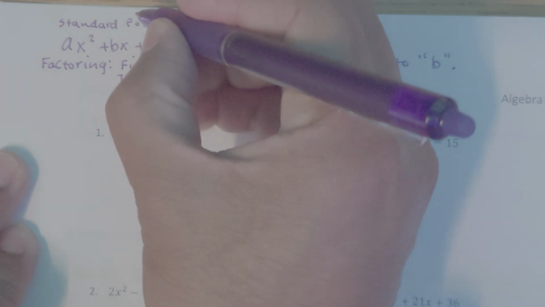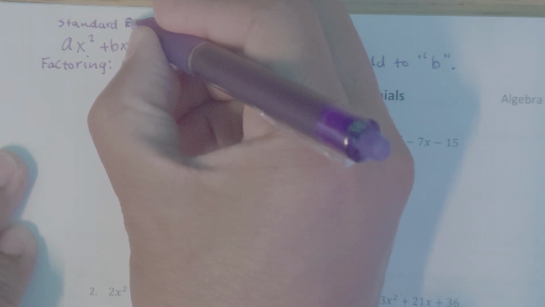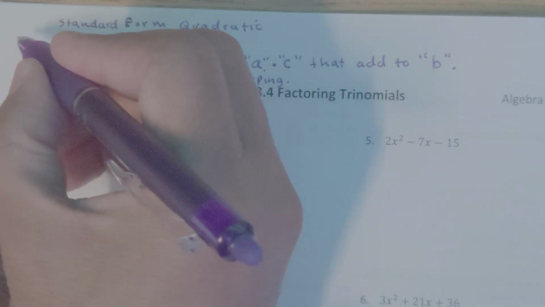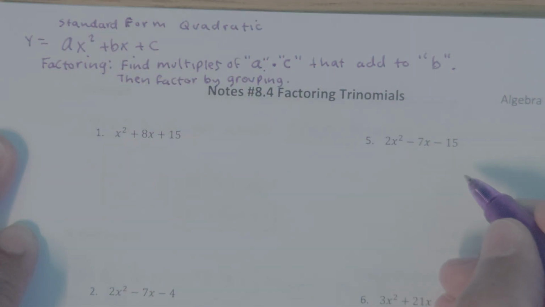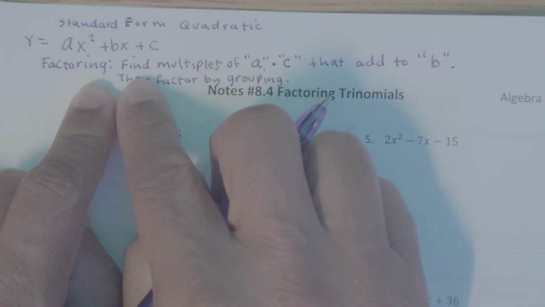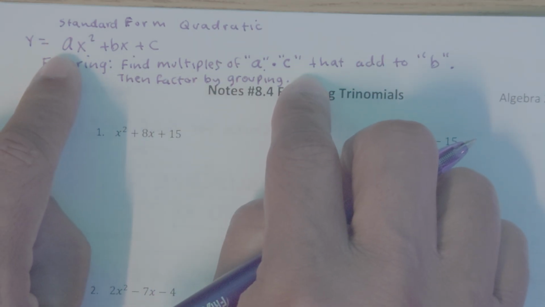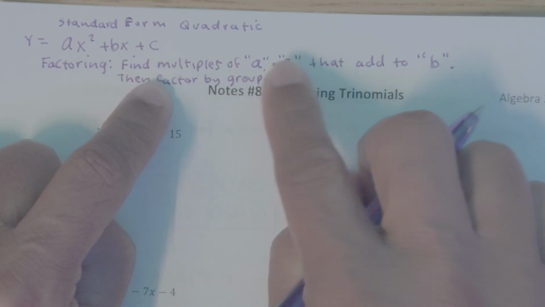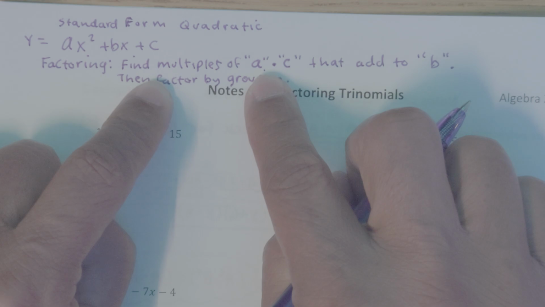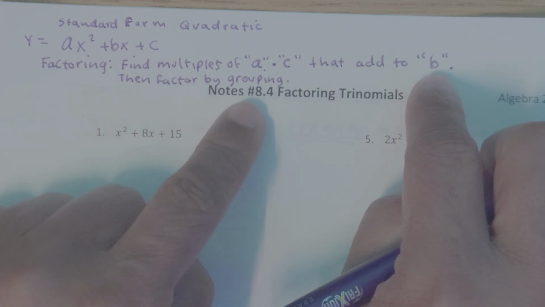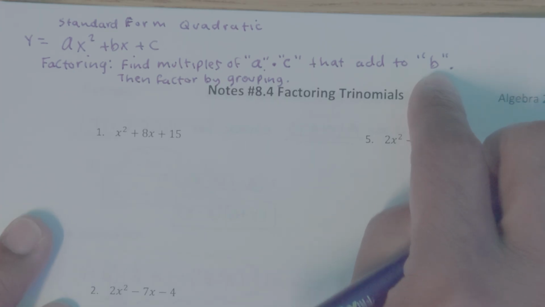Okay, so let's just review what a standard form quadratic looks like. So you have ax squared plus bx plus c. This is y equals ax squared plus bx plus c, and we're going to factor today using this method. We're going to find multiples of a times c, so you see the a value and the c value, you multiply them together, and then find the multiples of a times c that add up to the b value. And then we factor by grouping, which is what we did in the previous lesson.